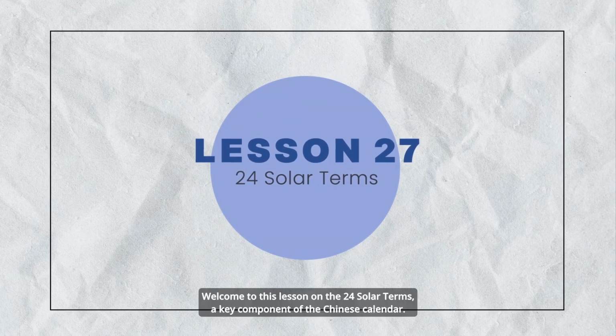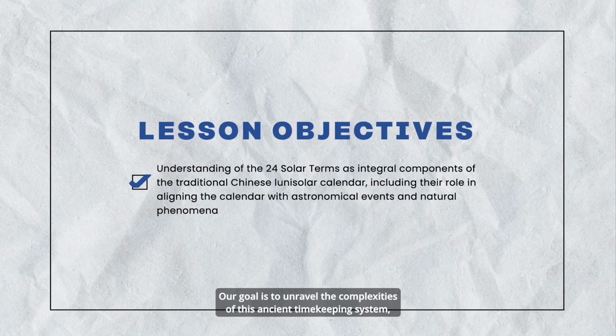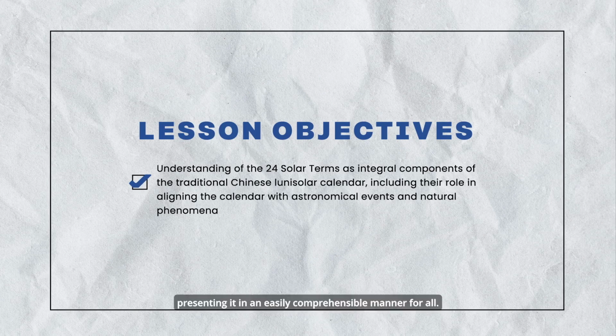Welcome to this lesson on 24 solar terms, a key component of the Chinese calendar. Our goal is to unravel the complexities of this ancient timekeeping system, presenting it in an easily comprehensible manner for all.